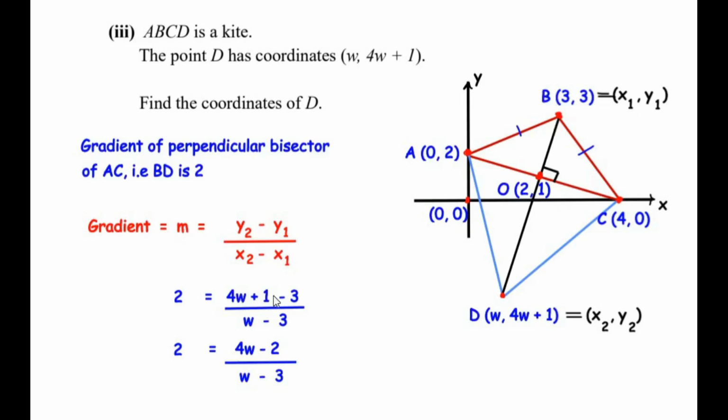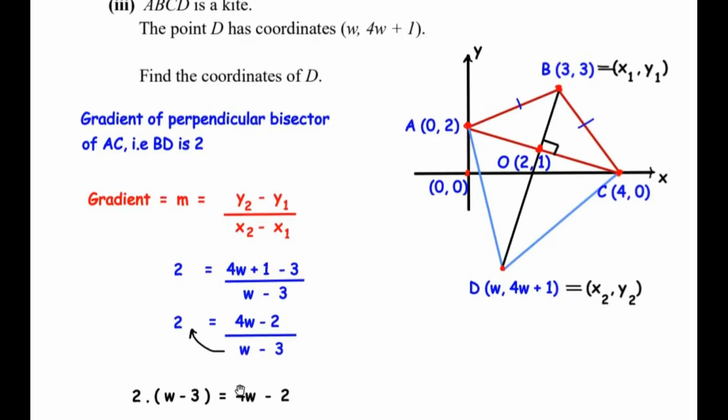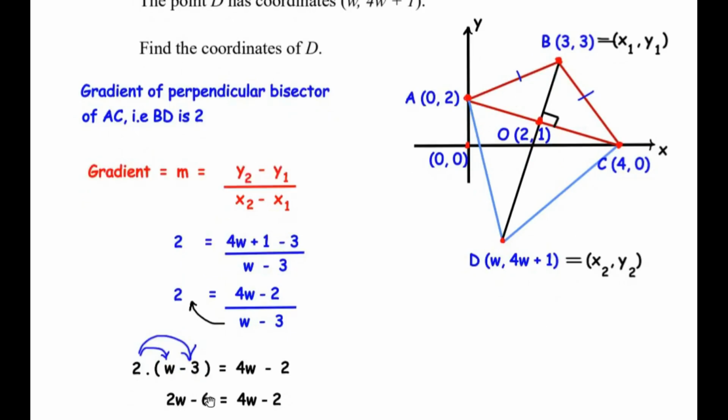Now here we can simplify this further. 2 stays the same, the left hand side stays the same, is equal to 4w plus 1 minus 3 gives us 4w minus 2, over the denominator, which stays the same. Now the next step is we are going to cross multiply, that is w minus 3 multiplies with 2. So we get 2 multiplies with w minus 3 is equal to 4w minus 2. Now let us expand the bracket, that is 2 multiplies with w and 2 multiplies with -3, giving us 2w minus 6 is equal to 4w minus 2.